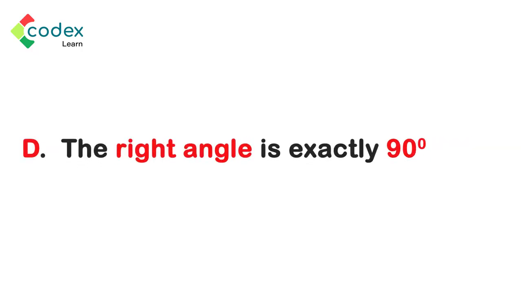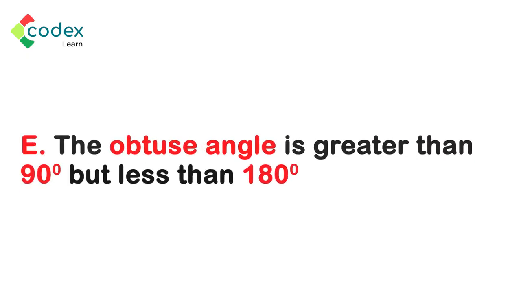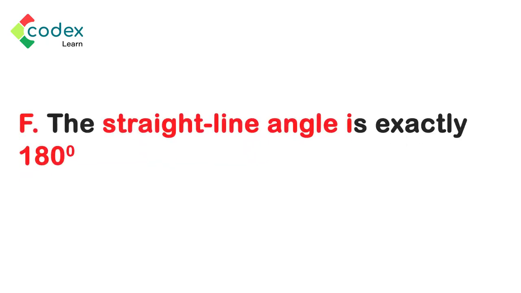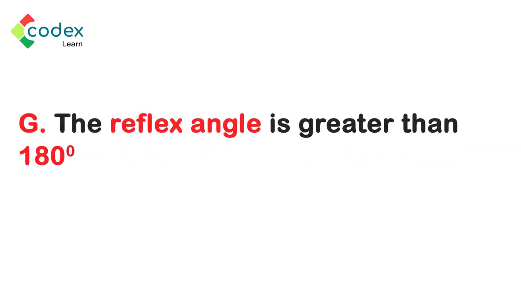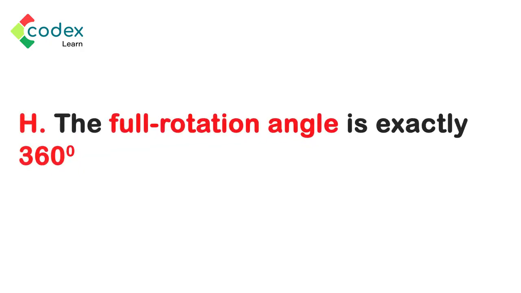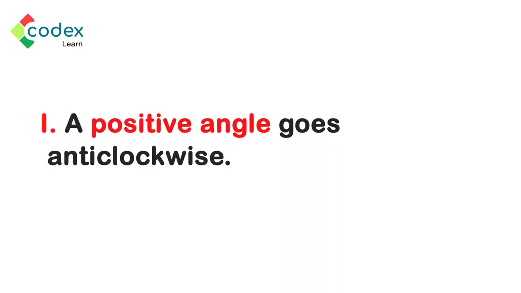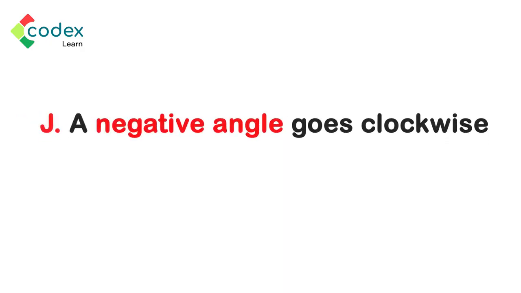D. The right angle is exactly 90 degrees. E. The obtuse angle is greater than 90 degrees but less than 180 degrees. F. The straight line angle is exactly 180 degrees. G. The reflex angle is greater than 180 degrees. H. The full rotation angle is exactly 360 degrees. I. A positive angle goes anti-clockwise. J. A negative angle goes clockwise.